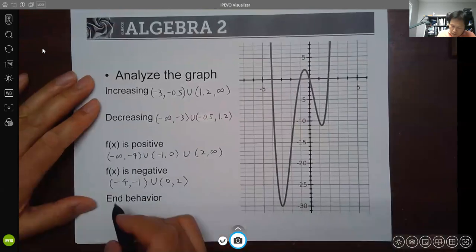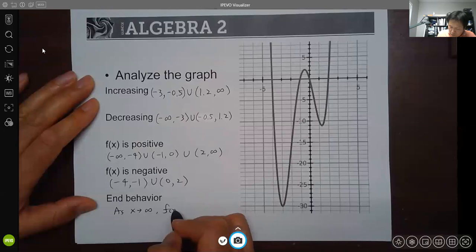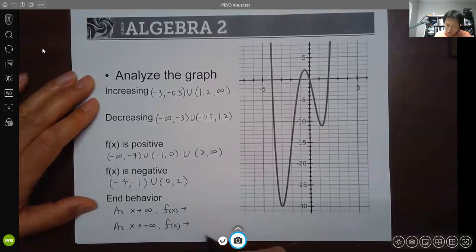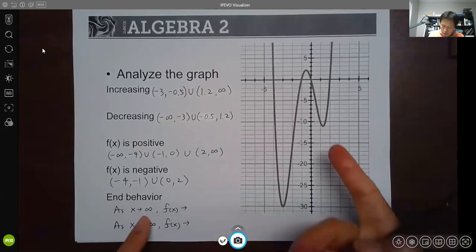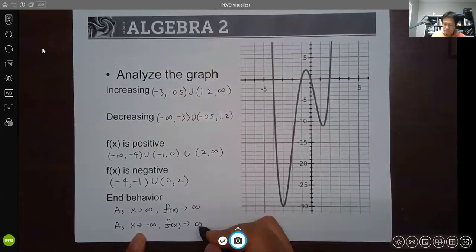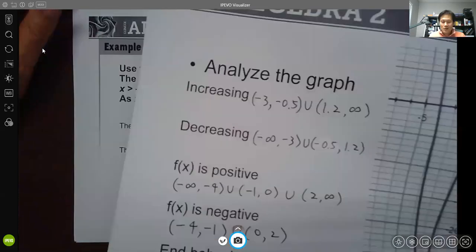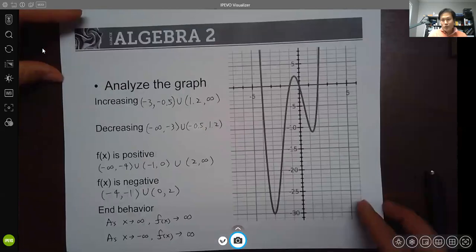And the behavior, as x approaches infinity, f of x approaches what? As x approaches minus infinity, f of x approaches what? Right, going up; left, going up. So both positive infinity. Okay, so I'll continue in part 2.